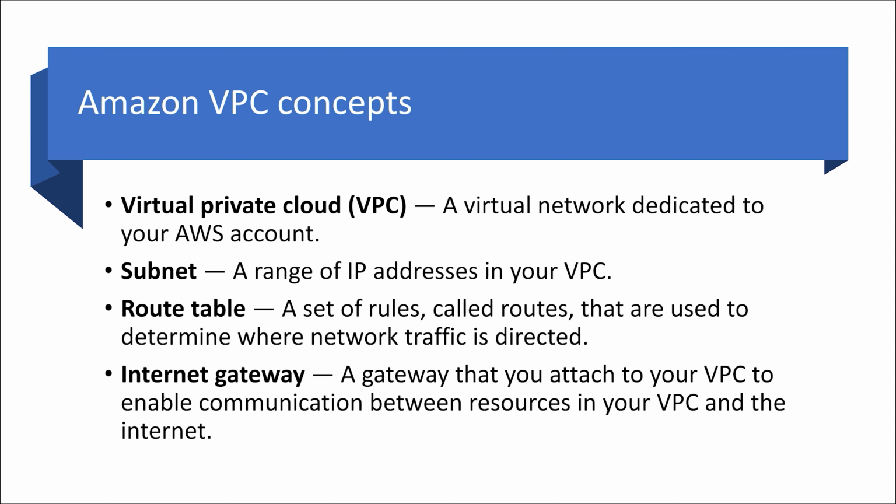Amazon VPC concepts. We have learned about Virtual Private Cloud. So let's start with subnet. A subnet is an adjacent resource used for VPC. It helps in ranging IP addresses in your VPC. Then comes the routing table. A routing table is a tabular form of determining where the network traffic is directed. Then comes the internet gateway. An internet gateway is a gateway that is attached to your VPC for establishing communication between the internet and your VPC.